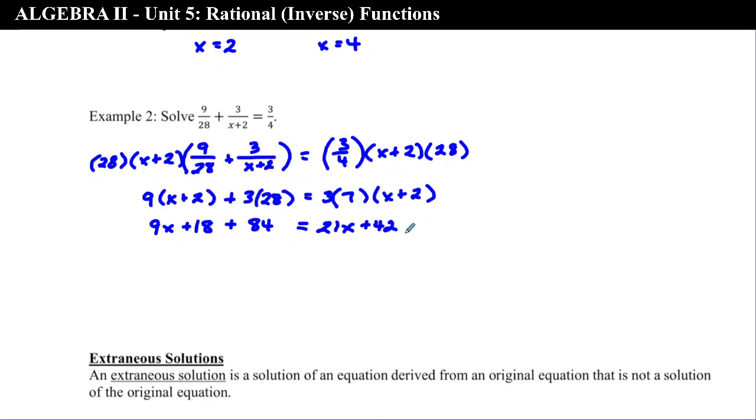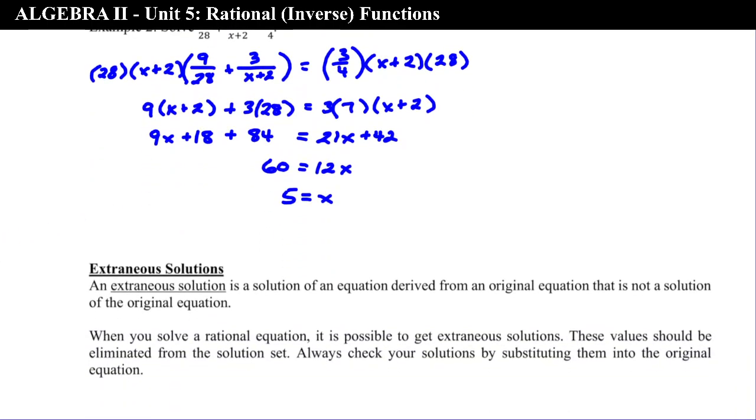Now, let's combine our like terms. Let's get everything that's got an x on one side and everything that doesn't have an x on the other. So 18 plus 84 gives us 102. 102 minus 42 gives us 60. 21x minus 9x gives us 12x. Divide each side by 12. x equals 5. So really the name of the game here, very first step, is let's eliminate our fractions by finding that common denominator.